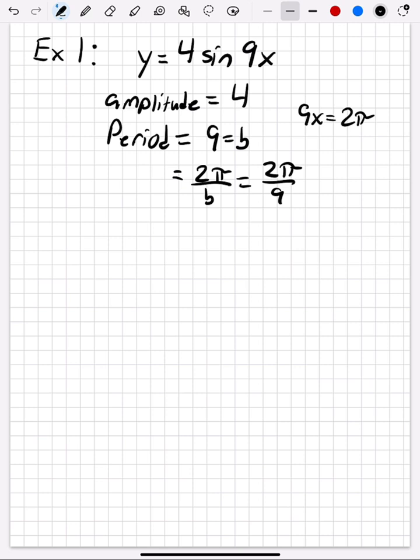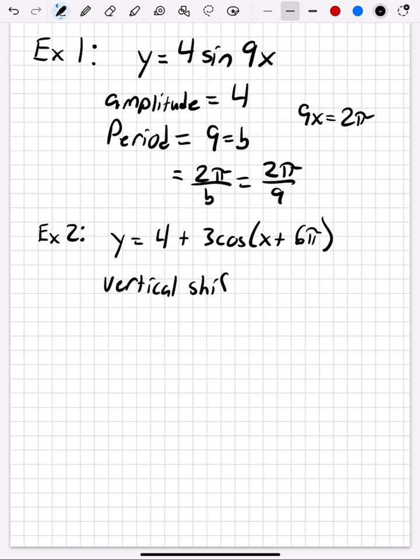Now let's look at a shift. So let's say example 2. Let's say that y is equal to 4 plus 3 cosine of x plus 6 pi. So the vertical shift of this, right? Just like if we were graphing a line and we added 4 to it, we would just move it up 4. So it has a vertical shift of 4.